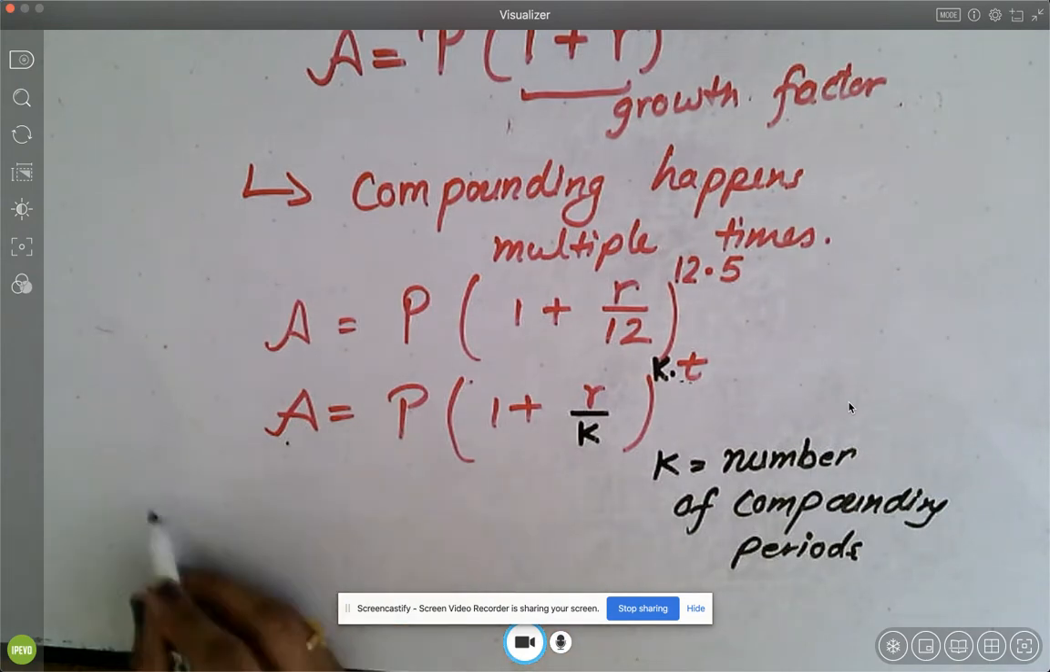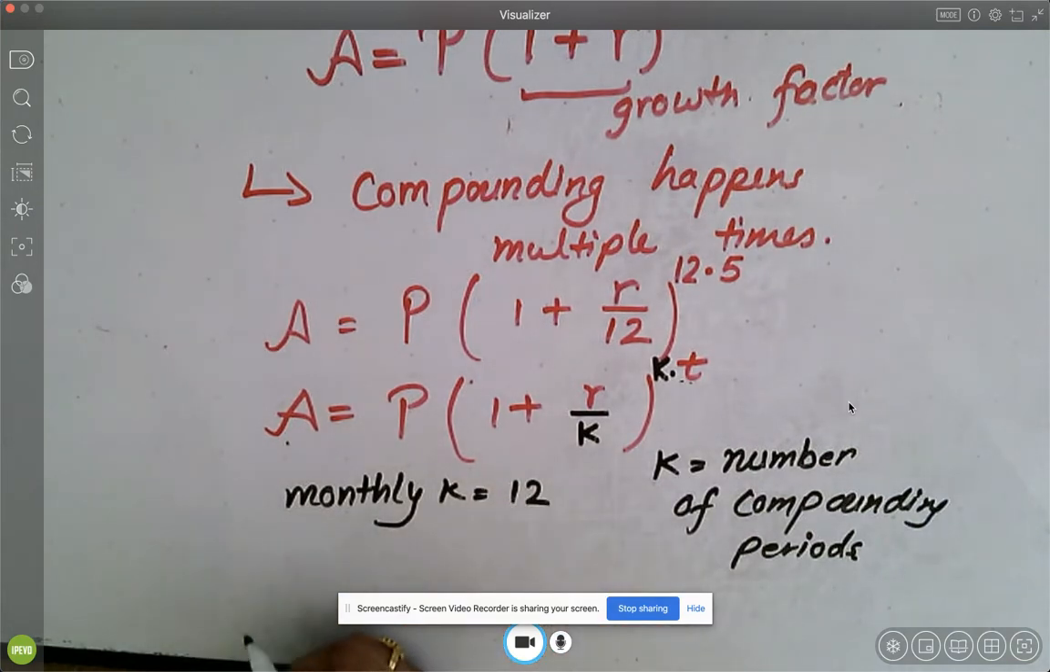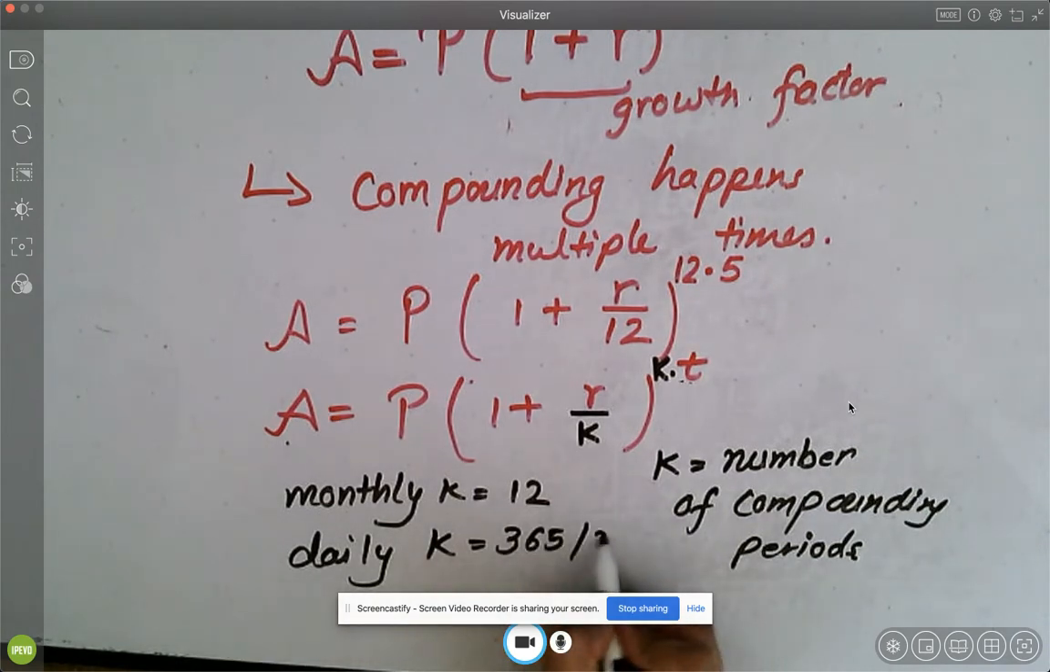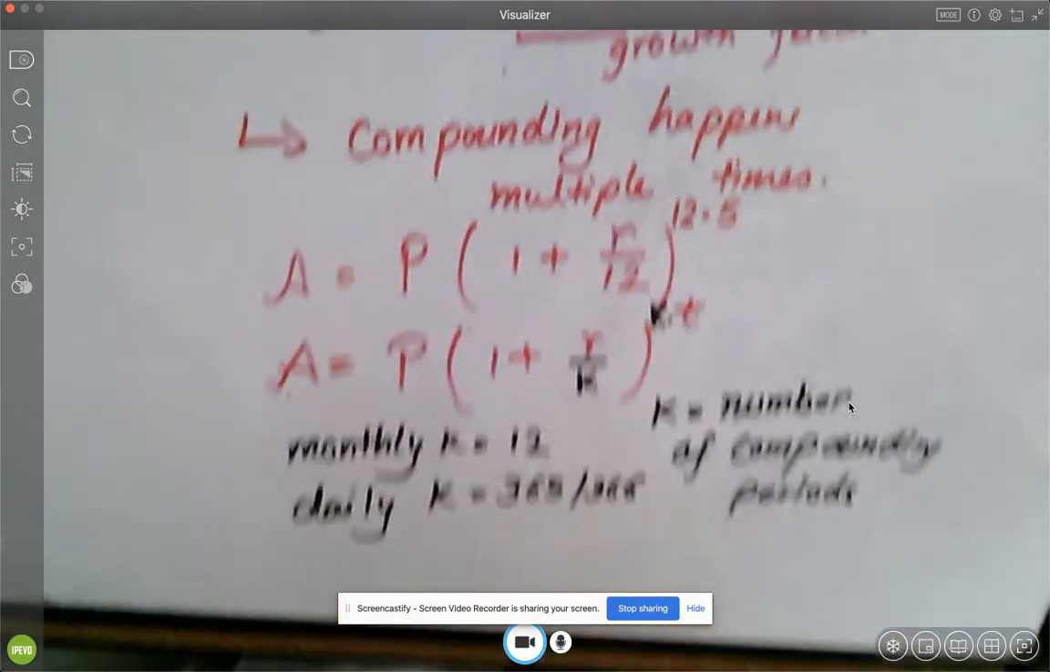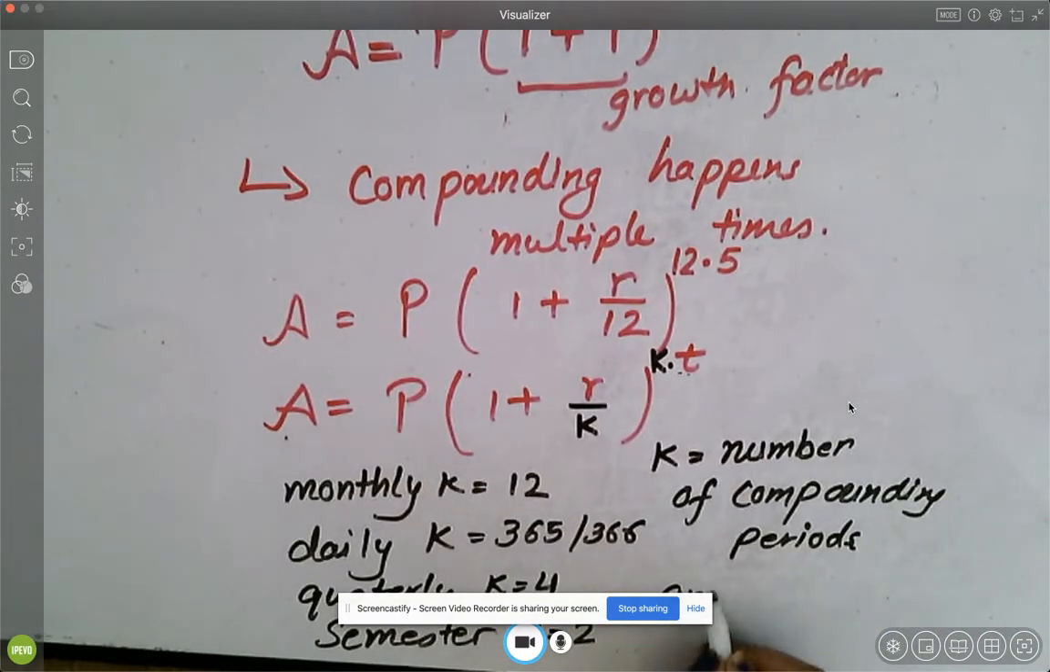So if the compounding is happening monthly, this K would be 12. If it's happening daily, then this K would be 365 or 366, depending on whether it's a leap year. If it's happening quarterly, then this K would be 4. If it's semesterly, then this K would be 2, because we have 2 semesters in a year. And if it says annually, annually means it's happening once a year, so K would be just 1 in this equation.